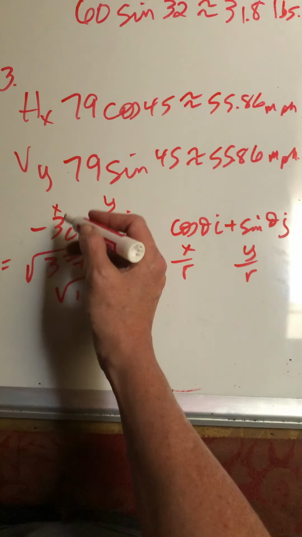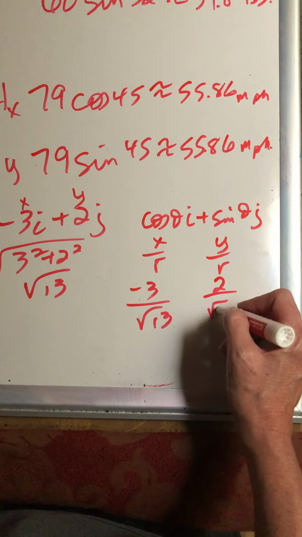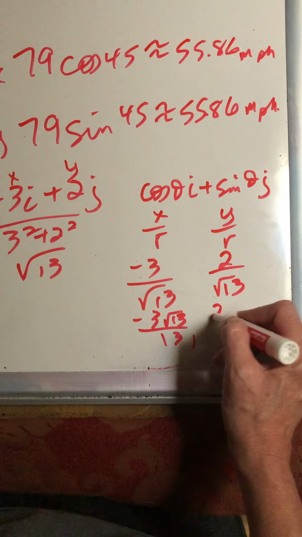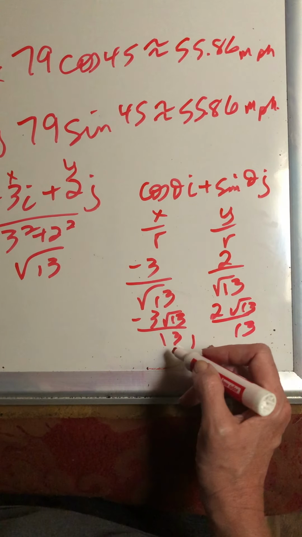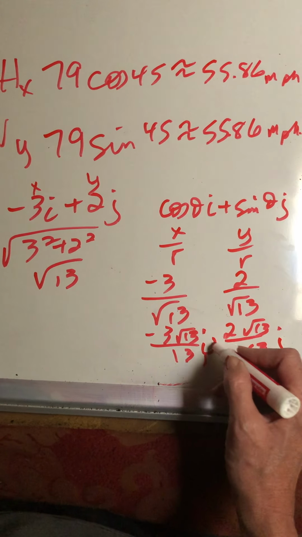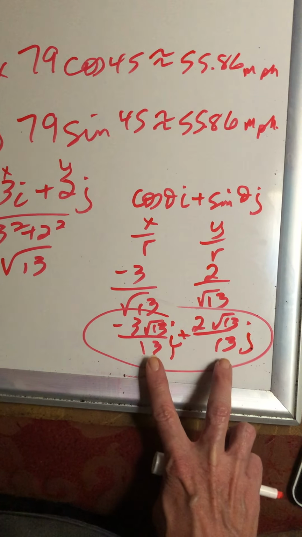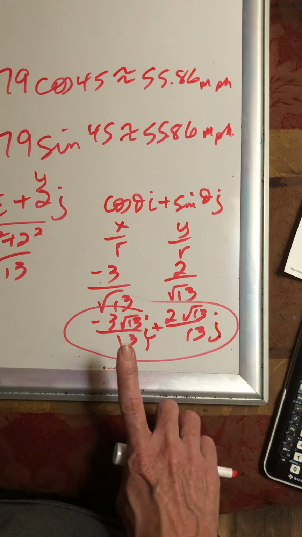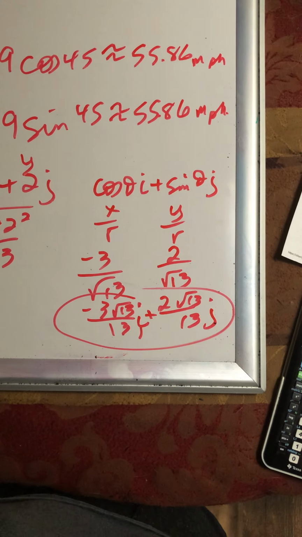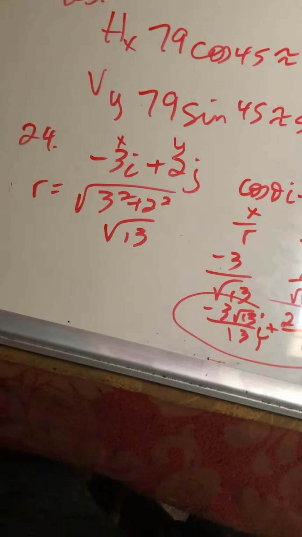Then my cosine, I take x, which is negative 3 over r. And then my y is 2 over the square root of 13. And you can't leave it this way. So it'd be negative 3 square roots of 13 over 13, and then 2 square roots of 13 over 13. And that's all you do. They have the i there already for you, and they have the j there already for you. So these are the two things you put in the blanks. That's your cosine, and that's your sine, because cosine is x over r, sine is y over r. That was number 24, sorry.